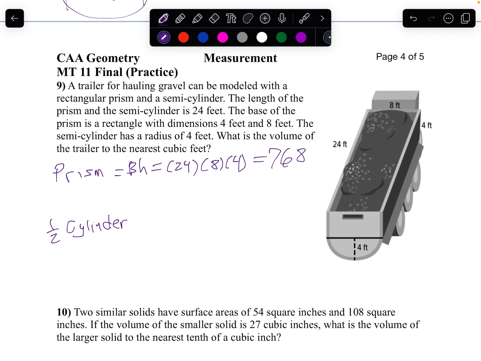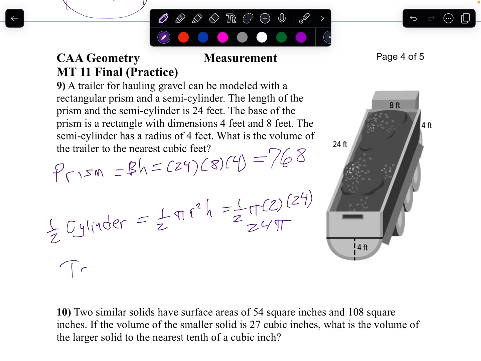Now let's do half of a cylinder. So that's 1/2 of pi r squared h. So it's 1/2 of pi. My radius, or my diameter, is 4. So my radius is 2. And then the distance of my cylinder, my height, is 24. So I get 24 pi for my volume of my half a cylinder.